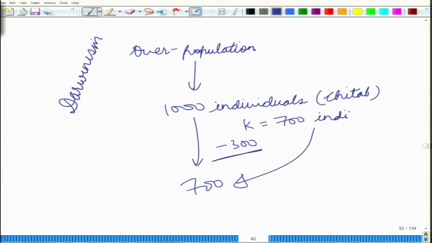And here what we are talking about is intra-specific competition.